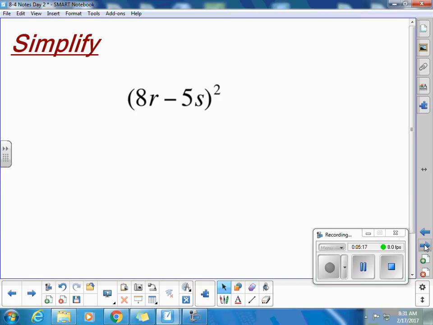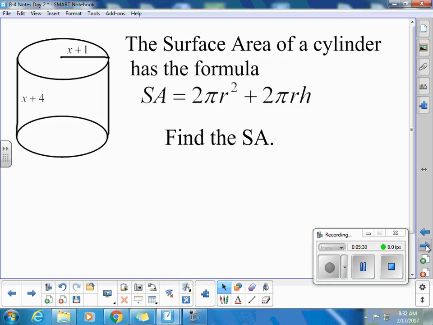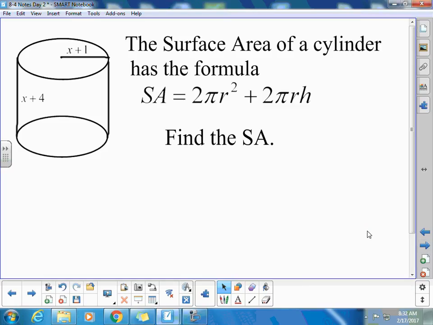All right, put me on hold and go ahead and try this one. All right, and hopefully you got 64r squared minus 80rs plus 25s squared. This one sounds a lot harder than what we've done, but it's really kind of the same process. It's just adding a little geometry in.